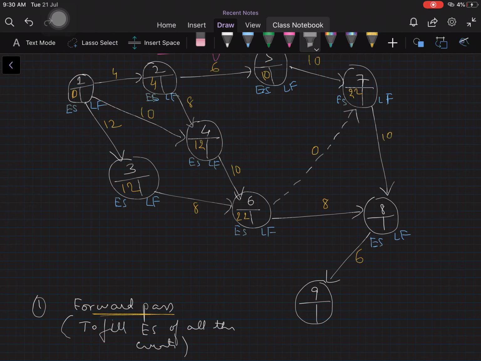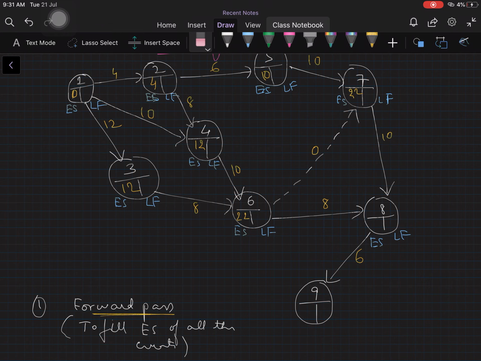So we write 22, the highest value. Let's proceed. 22 plus 10 gives us what? 32. So 22 plus 10 gives us 32 here. Now this path gives us 32. Then we have 22 plus 8 gives us 30.